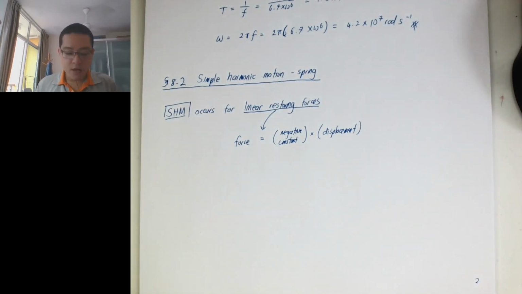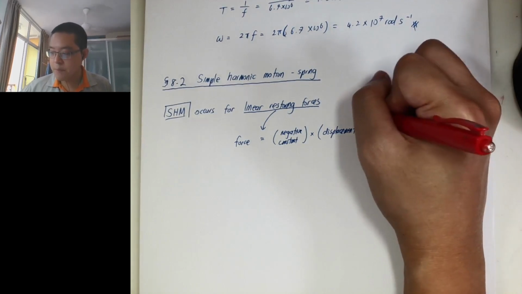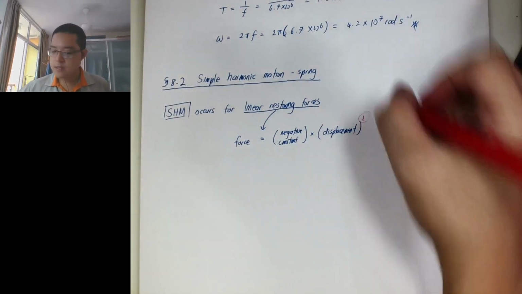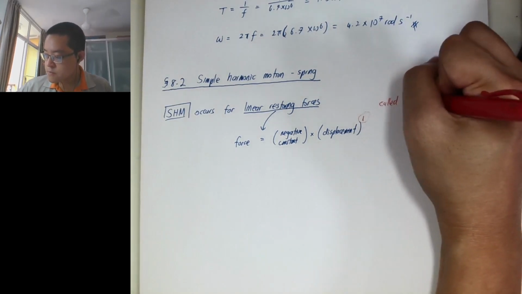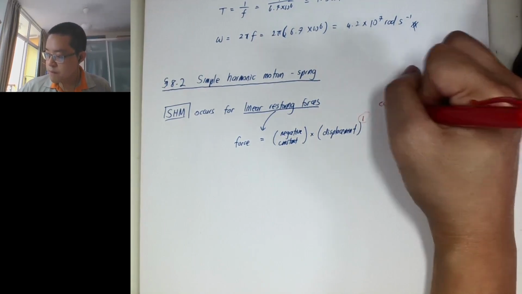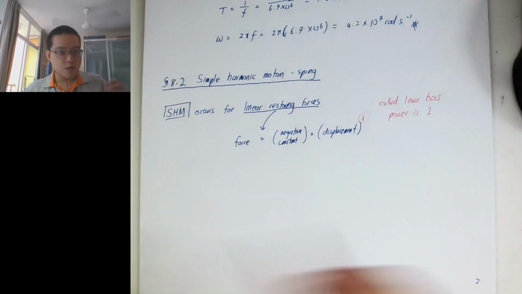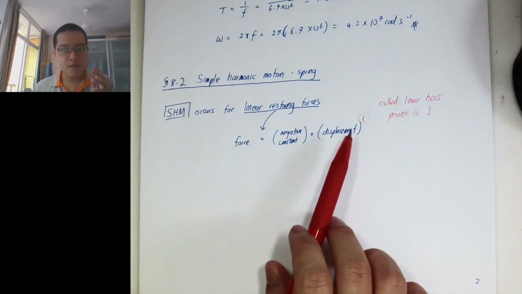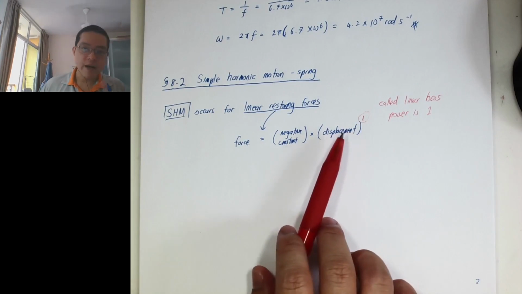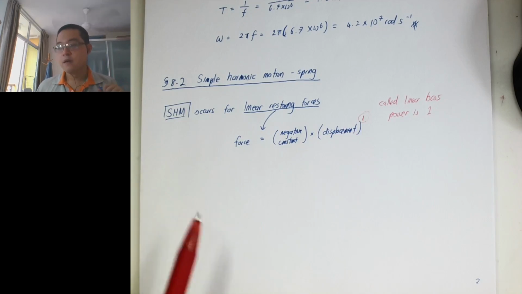And why is it called a linear restoring force? The reason is that we specifically want the case where the power of the displacement is 1. That is why it is called linear. If I have a displacement squared over here, then it's no longer a linear restoring force. Or sine of displacement, or exponential of displacement, it is no longer linear. So I want linear.